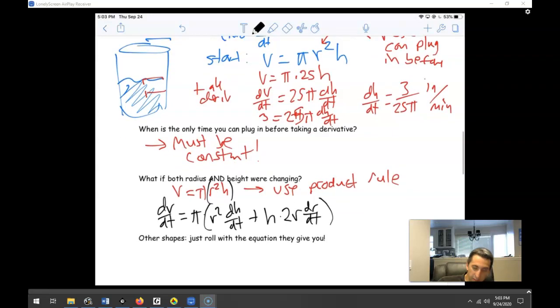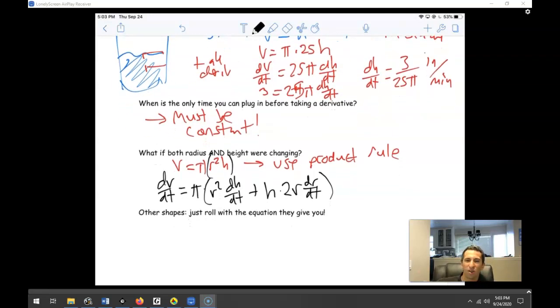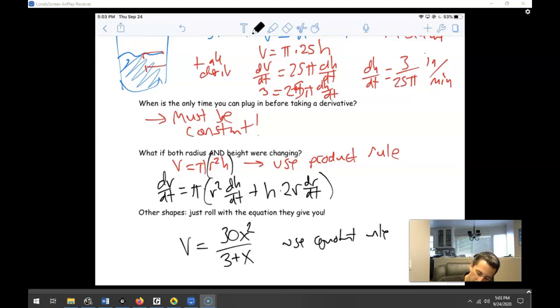Then you might get some other shapes besides spheres, cylinders, and cones. If you do, they'll just give you the equation, right? If they tell you volume is like 30x squared over 3 plus x, well, that's fine. Just go ahead and use the quotient rule to take your derivatives, and use your dx/dt and so forth on each term.